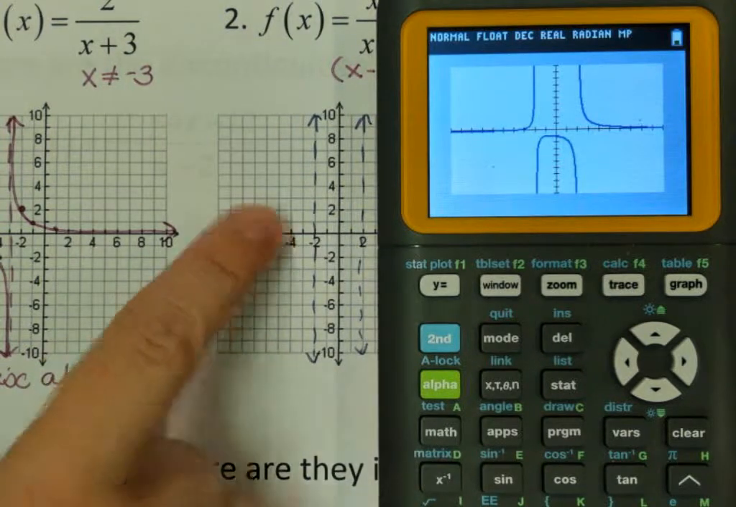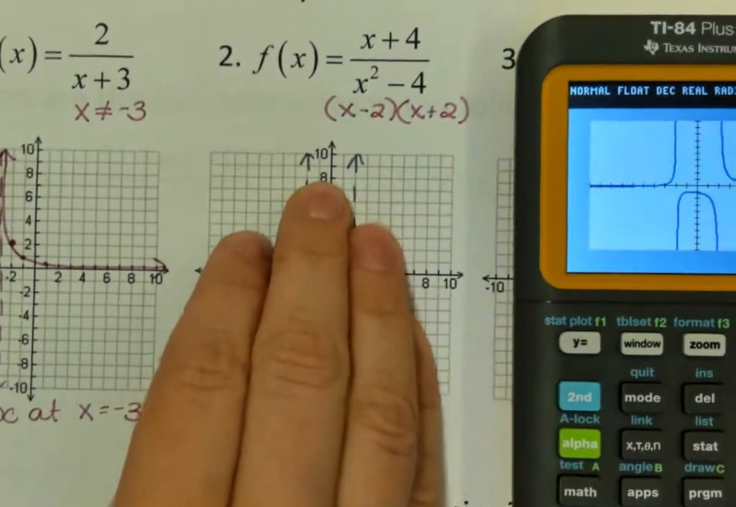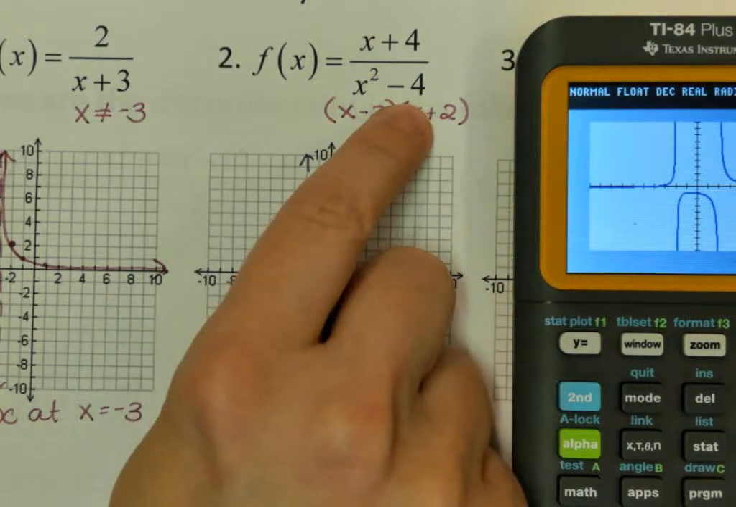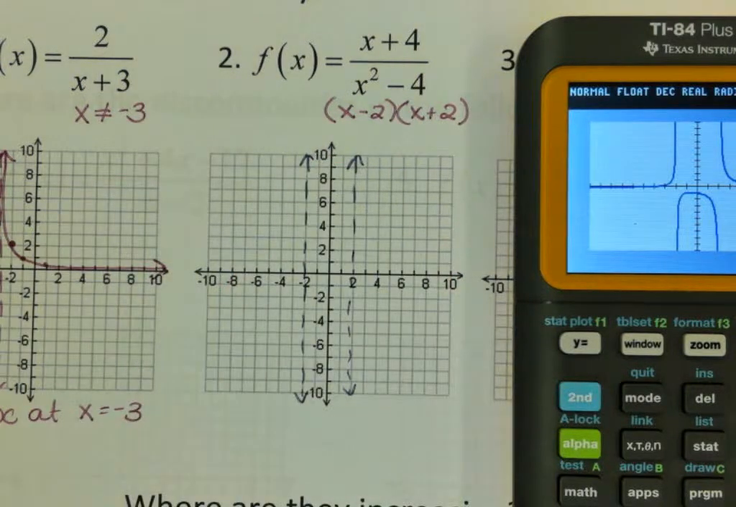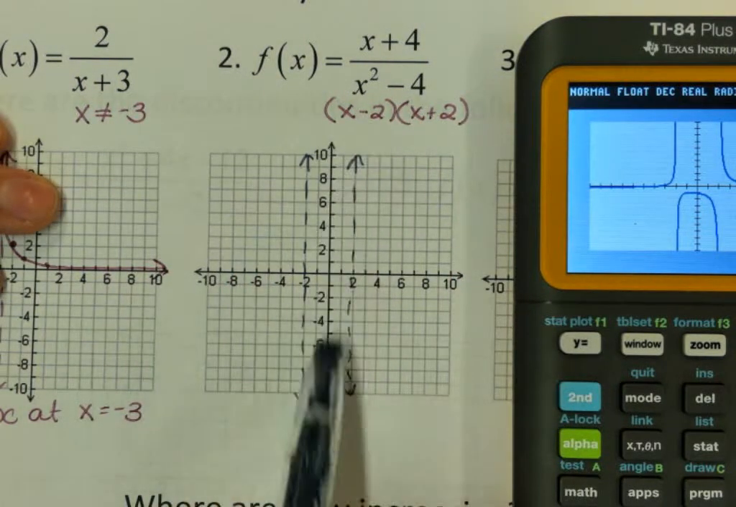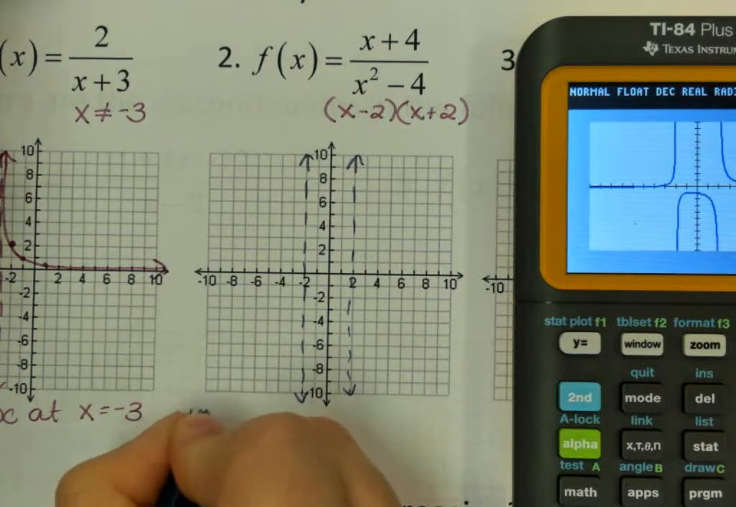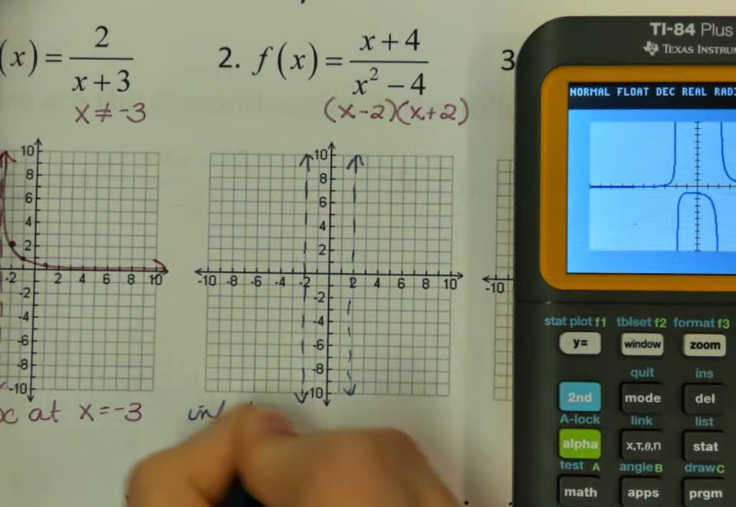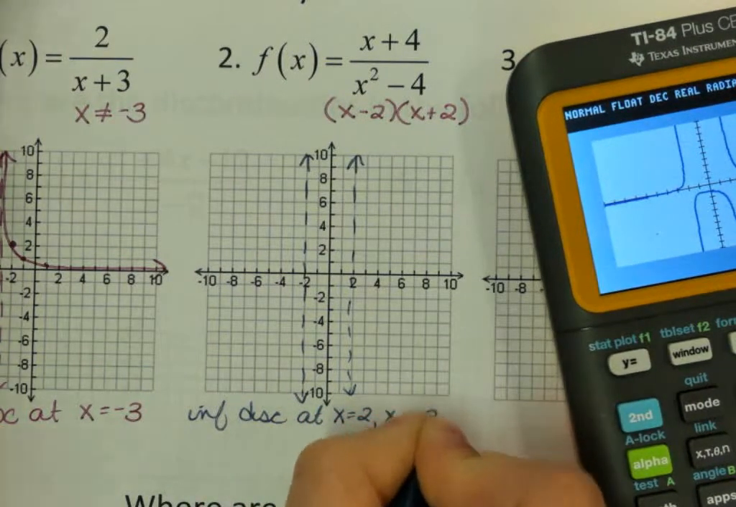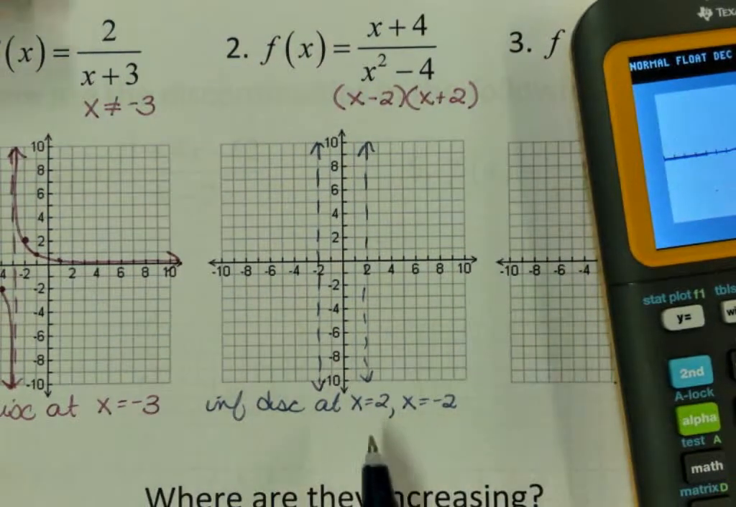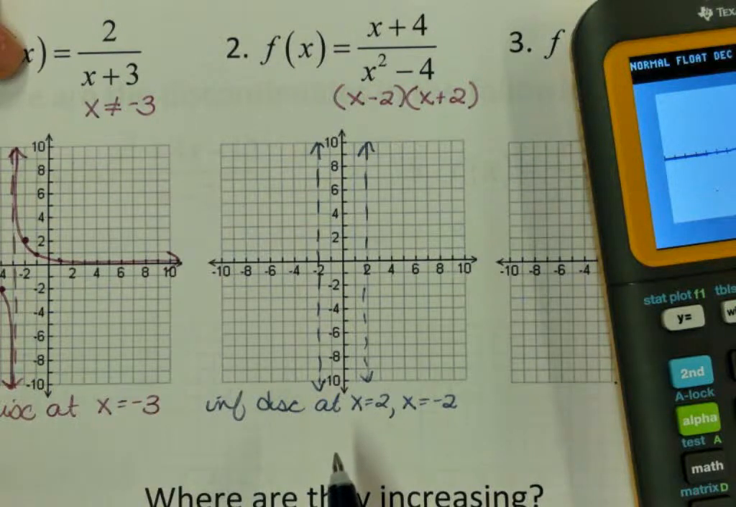Now, before I even started, I was able to remember my restrictions. I have restrictions here where the denominator cannot be equal to 0. So I'm going to have asymptotes, and it's my infinite discontinuity at x equals 2 and x equals -2. Please pay attention. I didn't write those as x equals 2, comma -2. They're two separate lines, so we have to write them as lines.